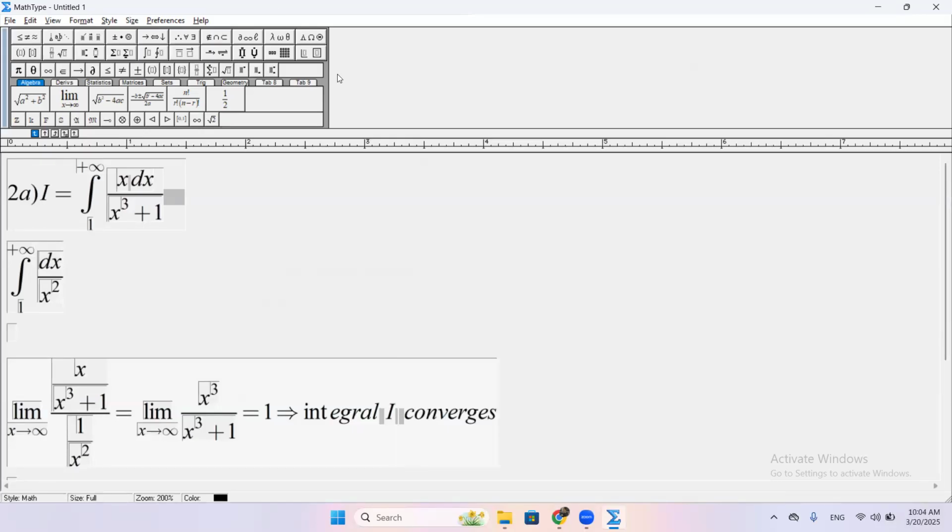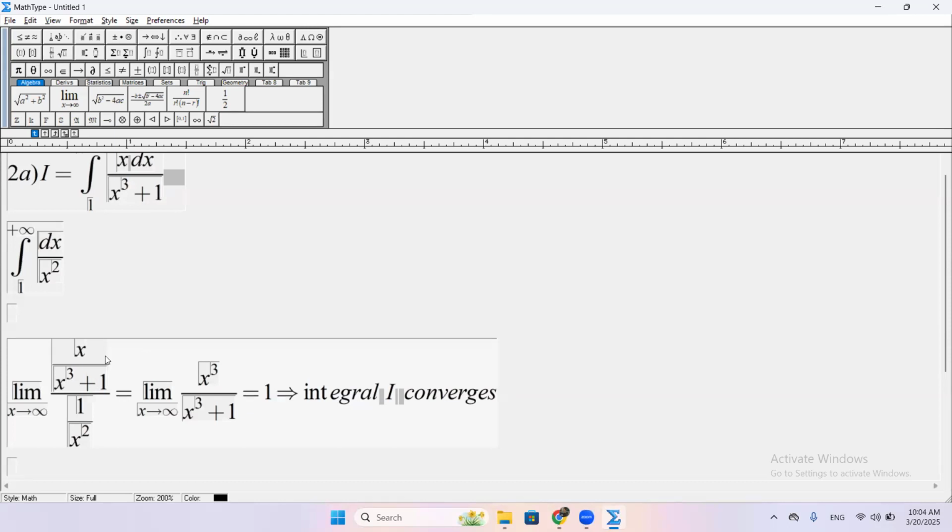Yeah, I have a question. We have to divide the initial integrand by 1 over x square. Yeah, so if their limit is equal to 1, it means that these functions are equivalent. So the integral of this function converges as well.